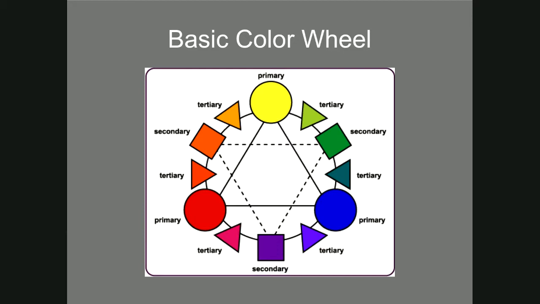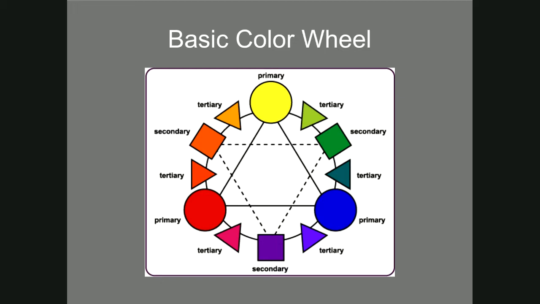So this is the basic color wheel. Primary colors are yellow, red, and blue, and those create all the other colors on the color wheel. So that's why we call them the primary colors. And they also are a color scheme by themselves as well.